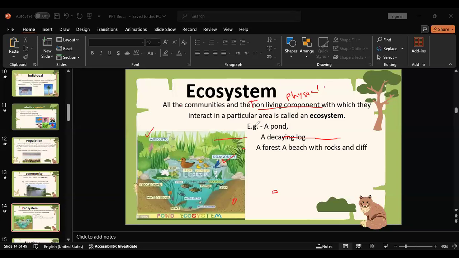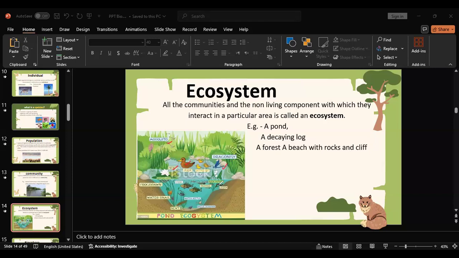Right. For example, we may give an example of an ecosystem: a pond. A pond is one of the ecosystems. Here you can see in this picture, this is the ecosystem. What are the things you can see? Here there is a mosquito, duck, frog, and dragonfly. These are different organisms, right?